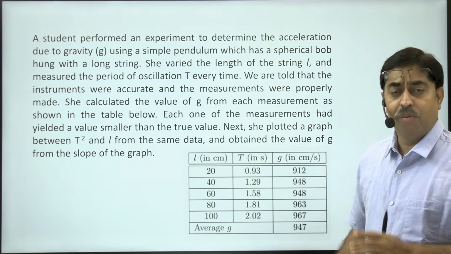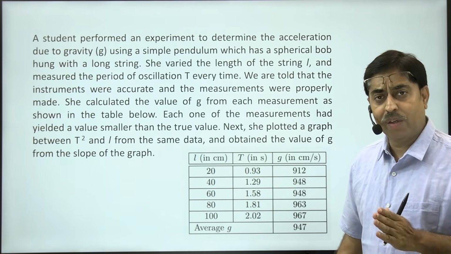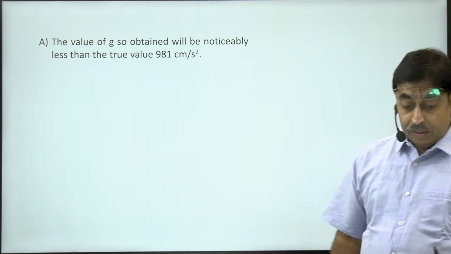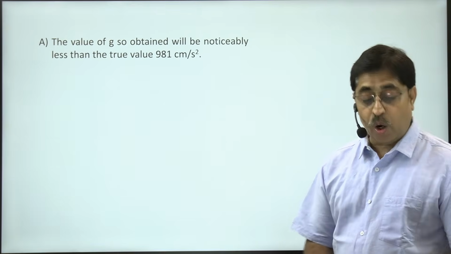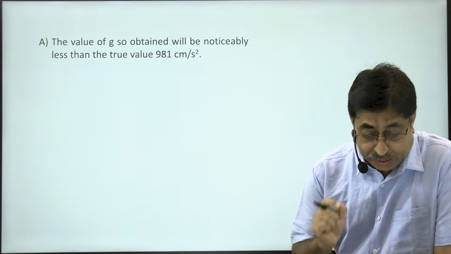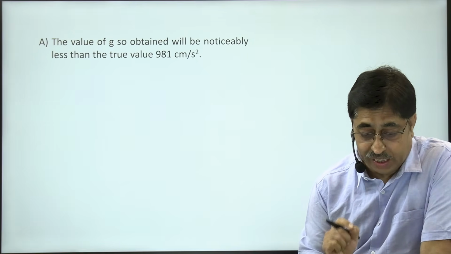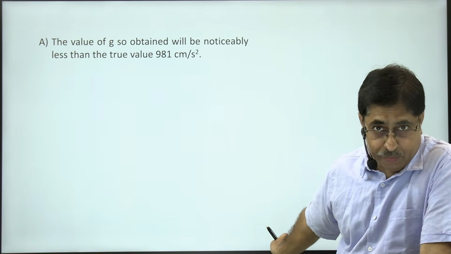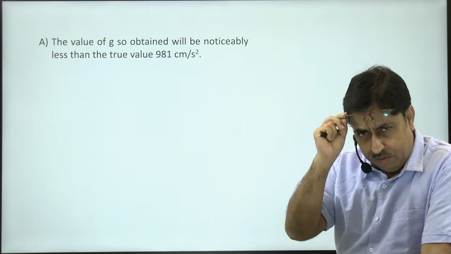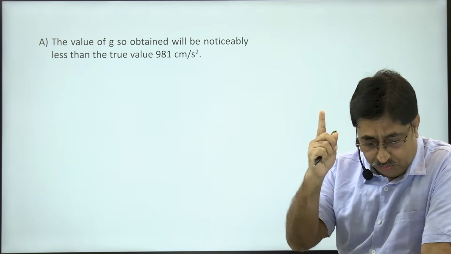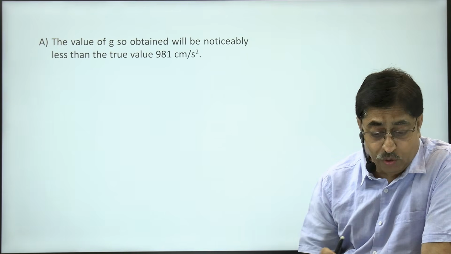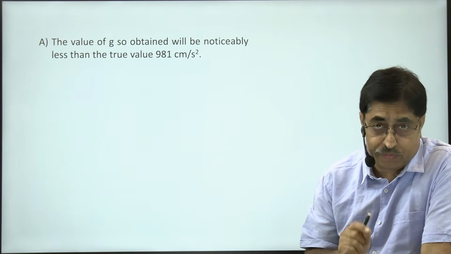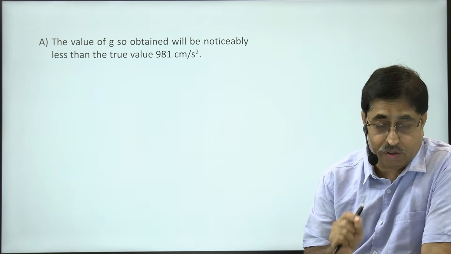Now, I have modified this question to give it the form of an MCQ, and here are your options. Option A: the value of g so obtained will be noticeably less than the true value, 981 centimeter per second square. The value of g obtained by the experimental method described will be significantly less than the true value. That is the first option. The second option is: the value of g obtained will be close to the true value, with error not more than the limitations of the experimental apparatus and precision of the measurement.